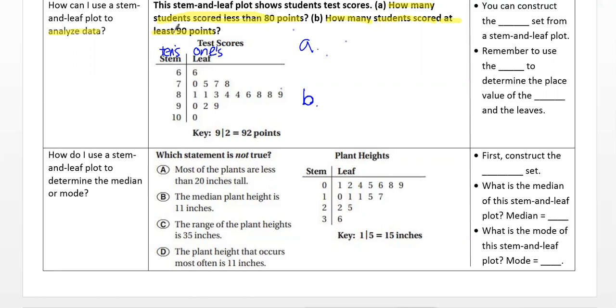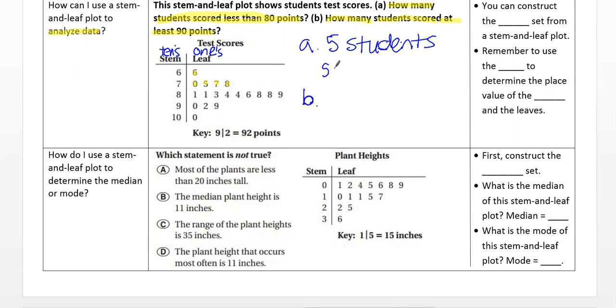Why is that important? We want to know how many students scored less than 80 points. If these are the 10s, 60, 70, 80, 90, and then 100, we only care about the 60s and the 70s. So 66, that's one student score. 70 is another student score. 75, 77, 78. So how many students is that total? That is 5 students, scored less than 80 points.